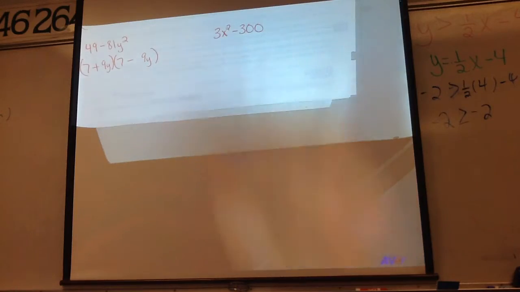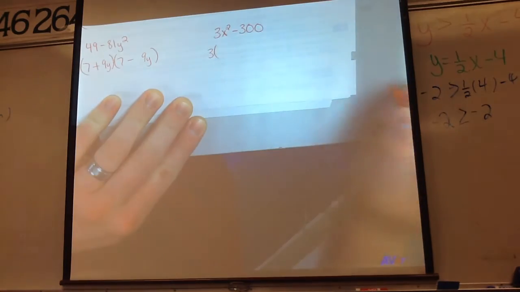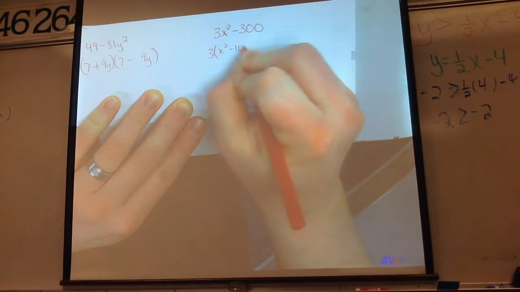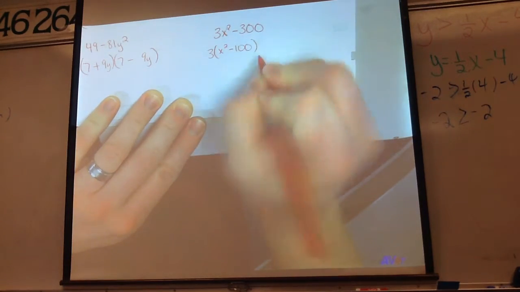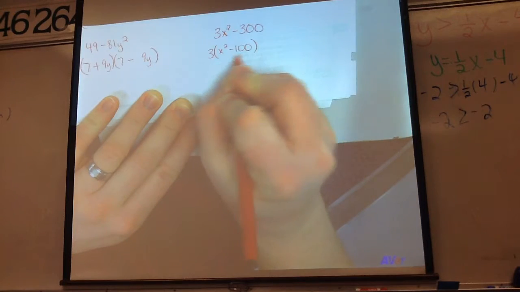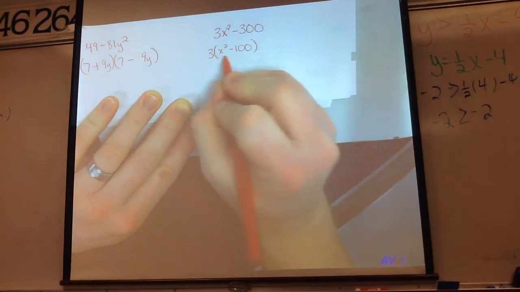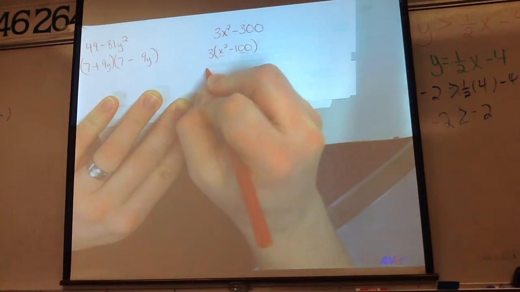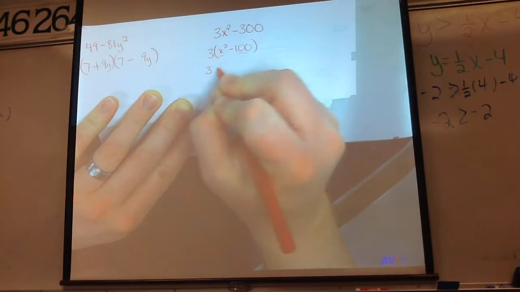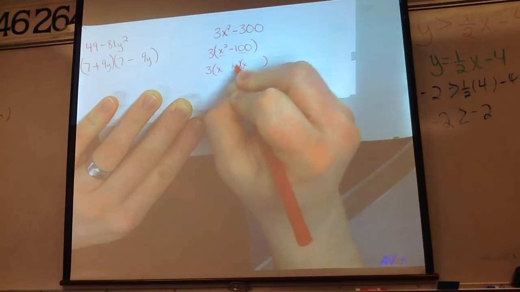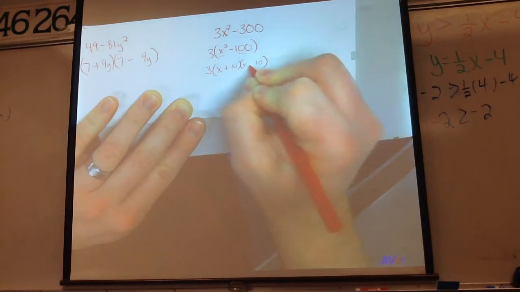You should have 3. So I can pull a 3 out, right? Yes, sir. That leaves x squared minus 100. Now look what we got inside. Difference of squares. So I leave the 3 out front, and I factor that. x and x, 10 and 10, plus and minus.